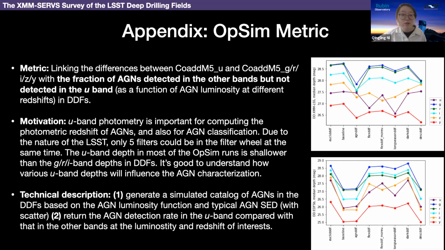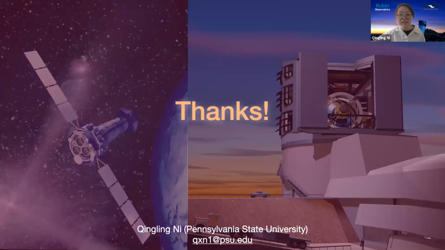As we know, only 5 filters could be in the filter wheel at the same time. So currently the U-band depth in most of the opsims shown is shallower than other bands. So it is good to understand how various U-band depths will influence the AGN characterization. And I will leave all the details for further discussions on Wednesday. Thanks.